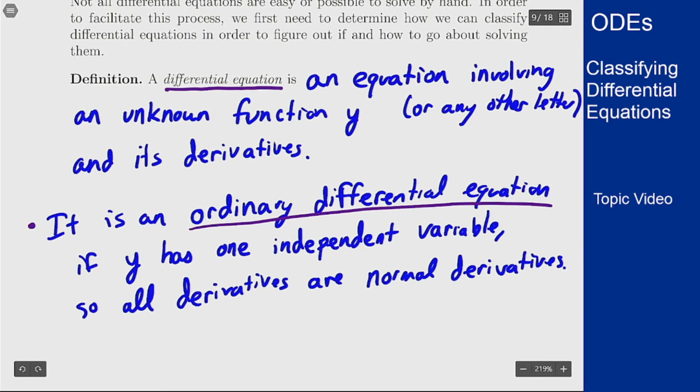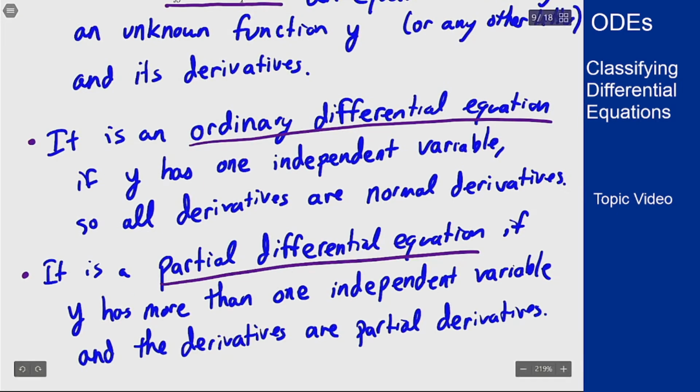This is in contrast to a partial differential equation, which is if y has more than one independent variable, and so the derivatives are going to be partial derivatives, not normal Calc 1 derivatives. If you want to abbreviate these as is normally done, ordinary differential equations are called ODEs, hence the name of this course, and partials are called PDEs. We won't see much, if anything, from PDEs in this class. That would be a future class like 421 if you take that.